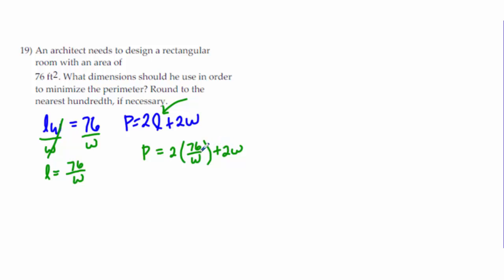Now, the way we go about simplifying this so we can take the derivative is we do 2 times 76 and get 152, and then we take the W from the bottom and move it up so that it's W to the negative 1. That way I don't have to use the quotient rule. So now I'm ready to take the derivative of this. P prime is, I multiply by negative 1 and get negative 152. I subtract 1 from my exponent and get W to the negative 2. Plus, the derivative of 2W would just be 2. And this is what I'm going to set equal to 0 so I can solve.